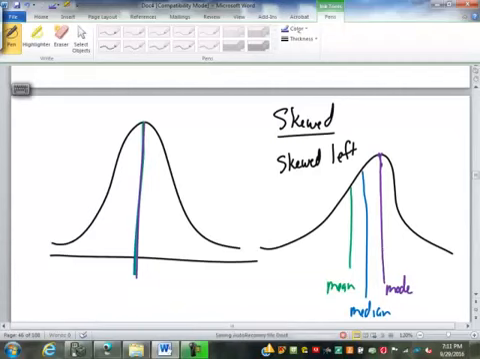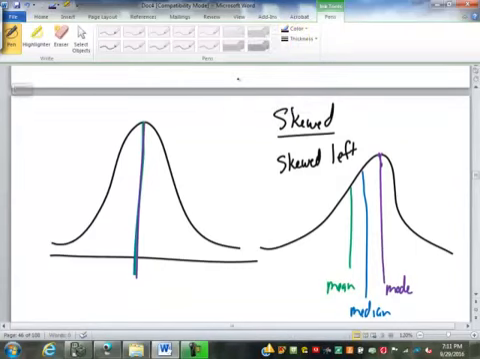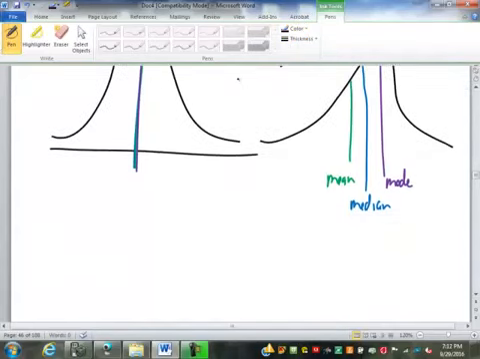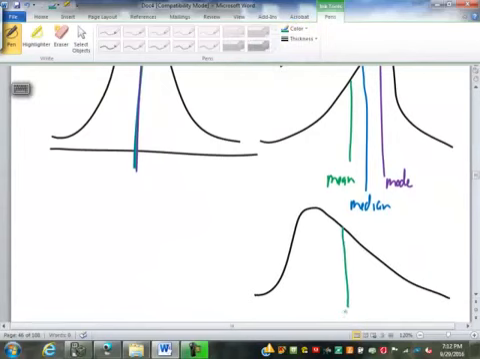So that's one way to test to see if a data set is good, if it's symmetrical, a nice bell shape, is to find the mean, median, and mode and see if they're fairly close together. So that's skewed left, and of course we can have skewed right. That would be just the opposite. The mean's going to be over here. Median. And then the mode.